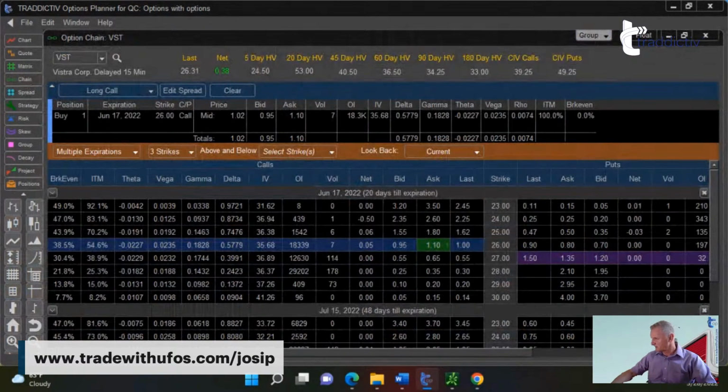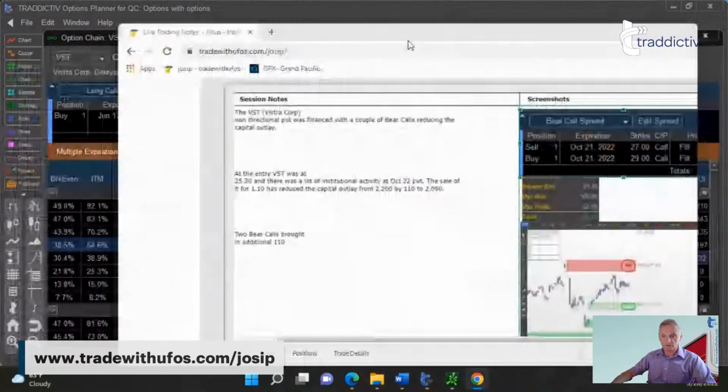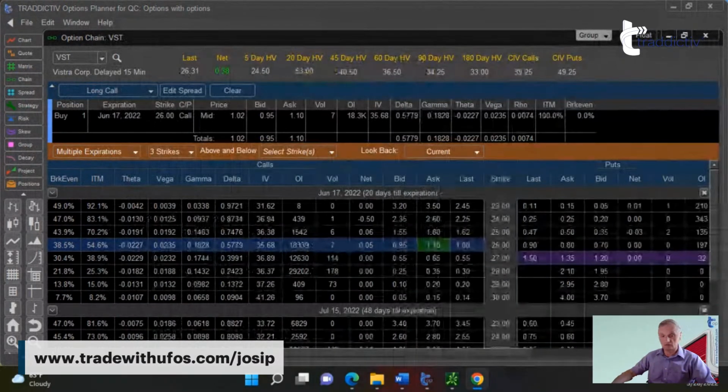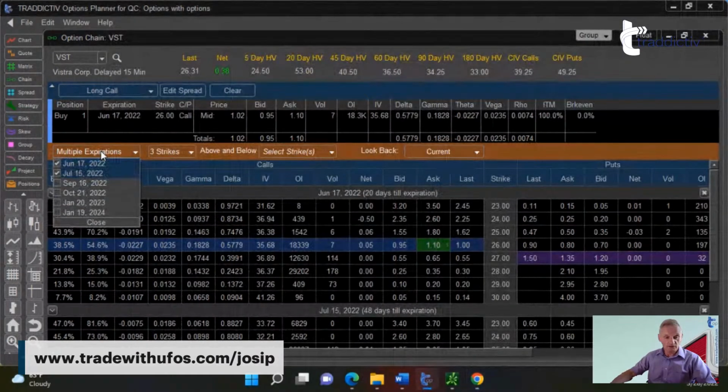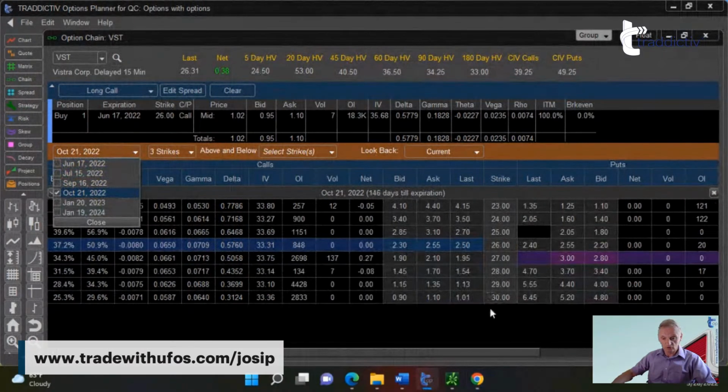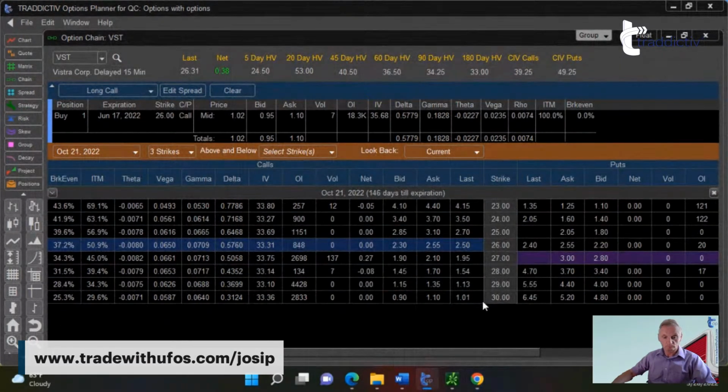It was in October. If you're seeing right here, this was October 21st. On October 21st, there was huge activity taking place right in that area. So when I go over here to expiration and select October, and look at the call side, this is what we ended up trading. Let me draw this line a little better, and I'm going to draw it in yellow because it stands out better.